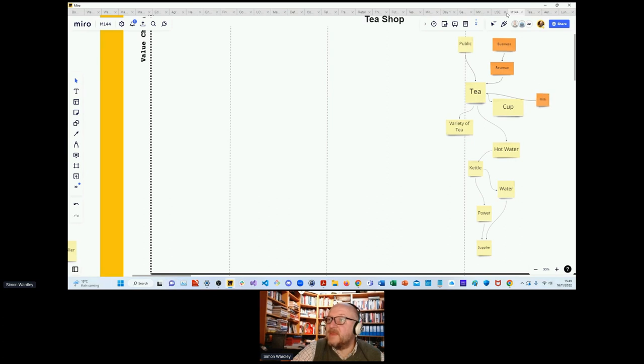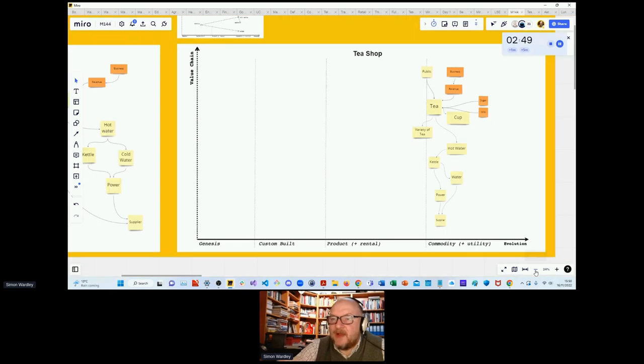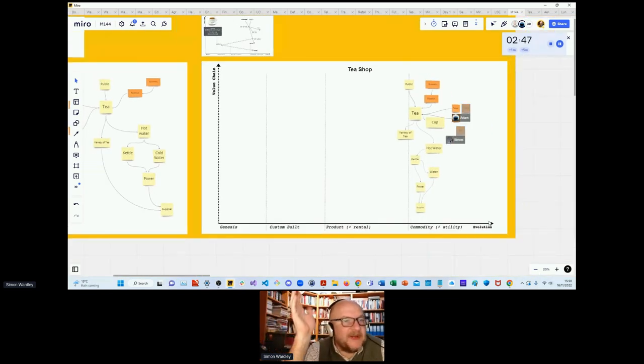What I'm going to do is give you three minutes to add some more things to the map. All I want you to do is think about what else is involved in a tea shop, grab the post-it notes, put them down, and ask yourself the question, how evolved are those components? Genesis, is it something novel and new, never created before? Or custom-built examples? Is it more product? Is it commodity or utility?